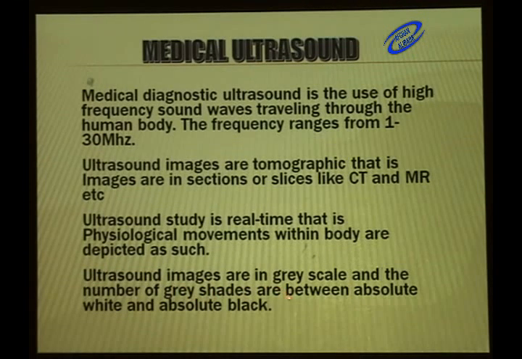Ultrasound images are in grayscale, and the number of gray shades are between absolute white and absolute black. We know that mixing of black and white gives us the grey color. And in ultrasound, we see the images in all shades of grey, which are bounded between the extremes of black and white. On one side is the white, on the other side is complete black, and in between the images are displayed in all shades of the grey.